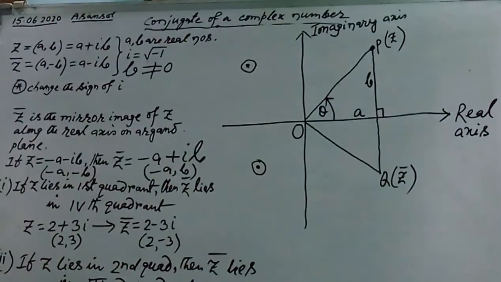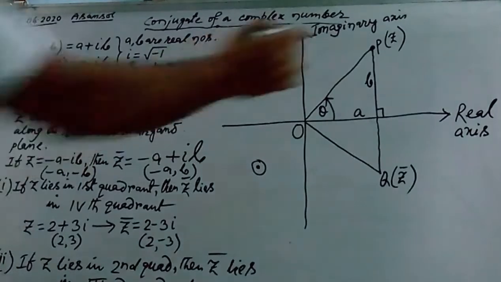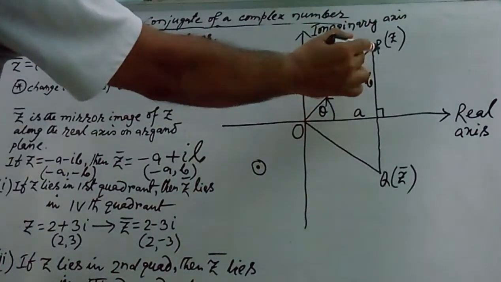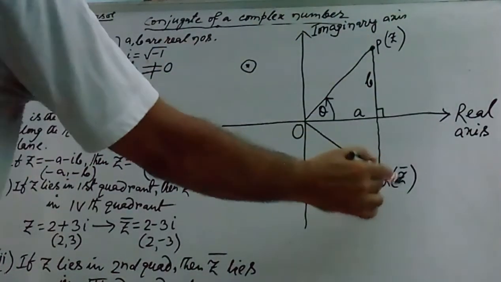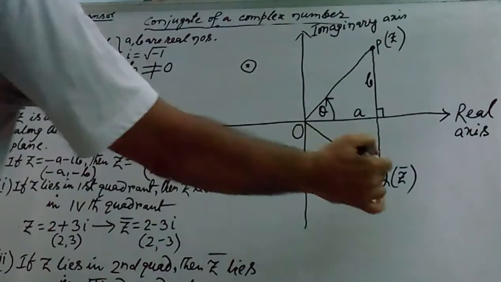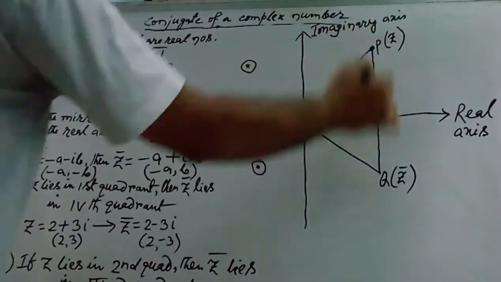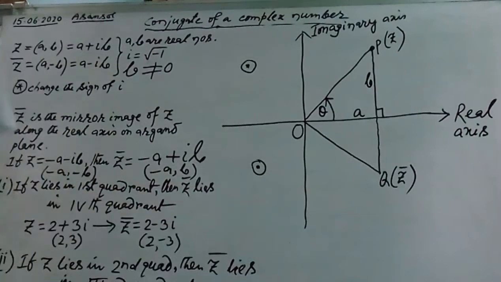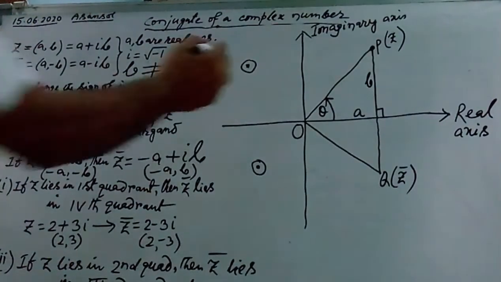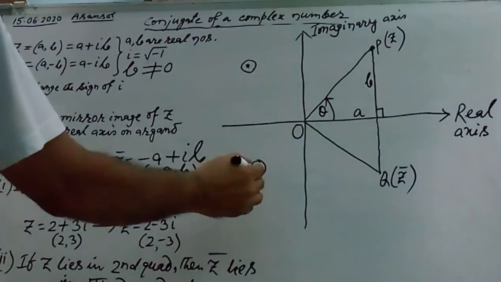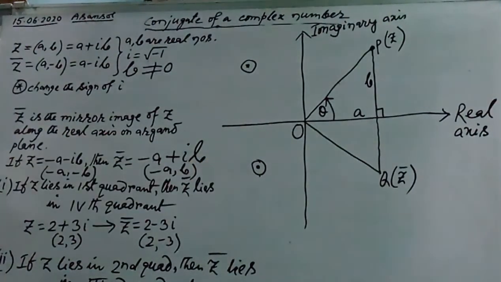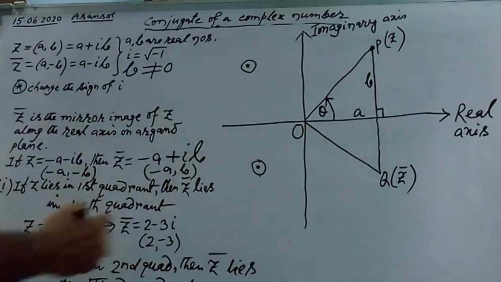So see, if z lies in the first quadrant, then z bar lies in the fourth quadrant. Similarly, if z lies in the second quadrant, then z bar lies in the third quadrant. Now, suppose z is equal to 2 plus 3i.